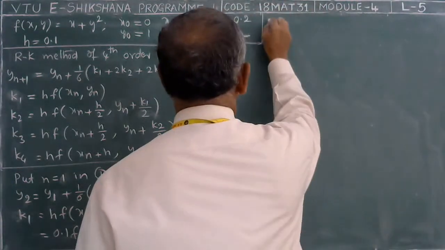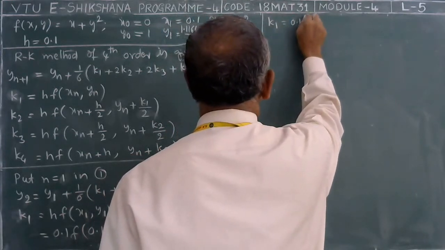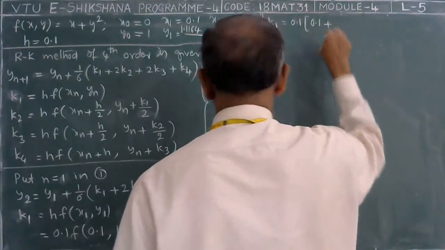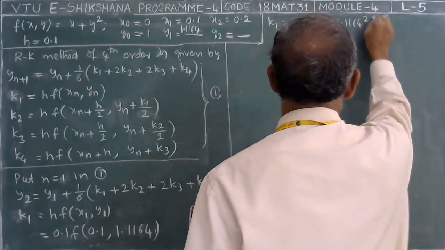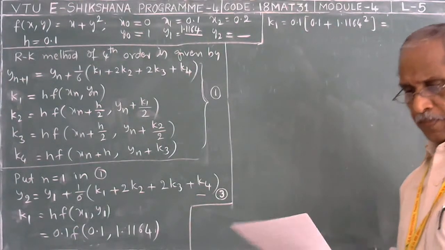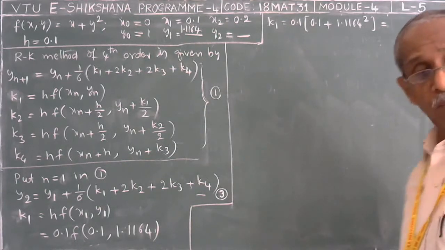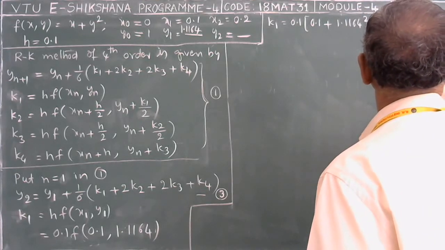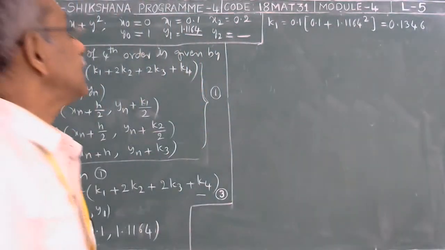Apply the definition. So k1 is 0.1 into x plus y square, 0.1 plus 1.1164 square. If you calculate using a calculator, you get k1 equal to 0.1346. So this is 0.1346. Next, k2.